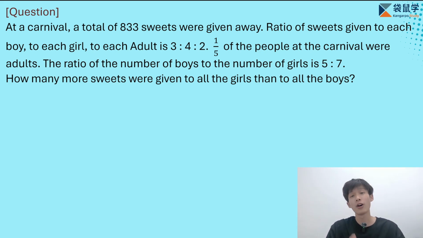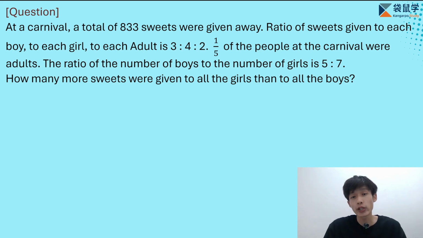And moving on, we have 1/5 of the people at the carnival were adults, and the ratio of number of boys to number of girls is 5:7. So now this ratio is what kind of ratio? It should be number ratio. Number of boys to the number of girls. And we can call it as number ratio. Now we know we have two types of ratios. Let's try to find the question.